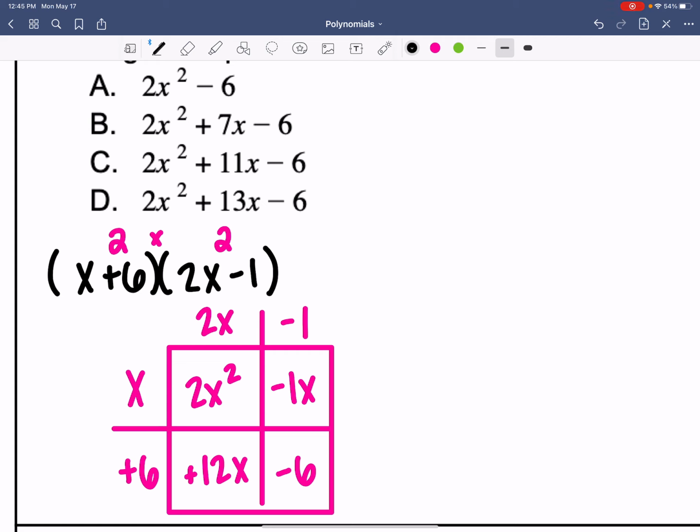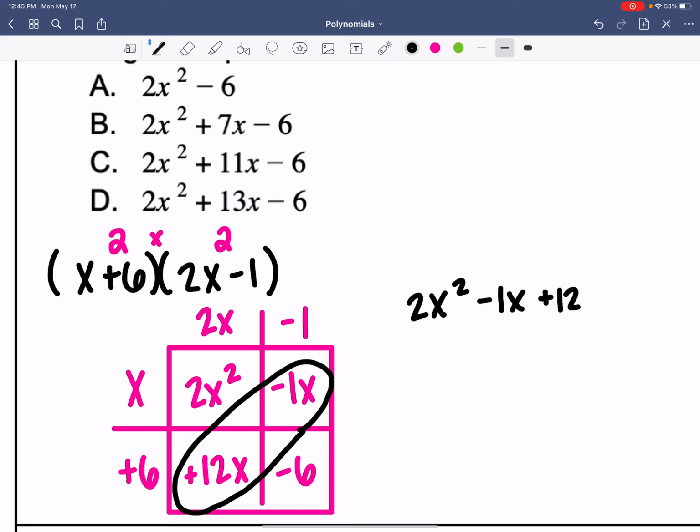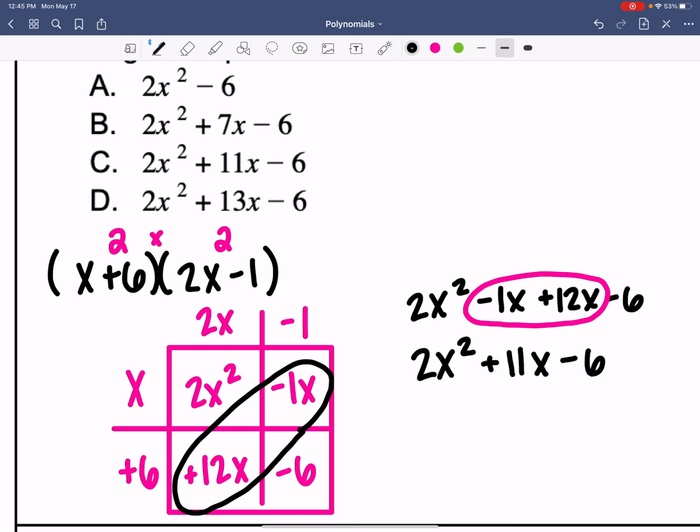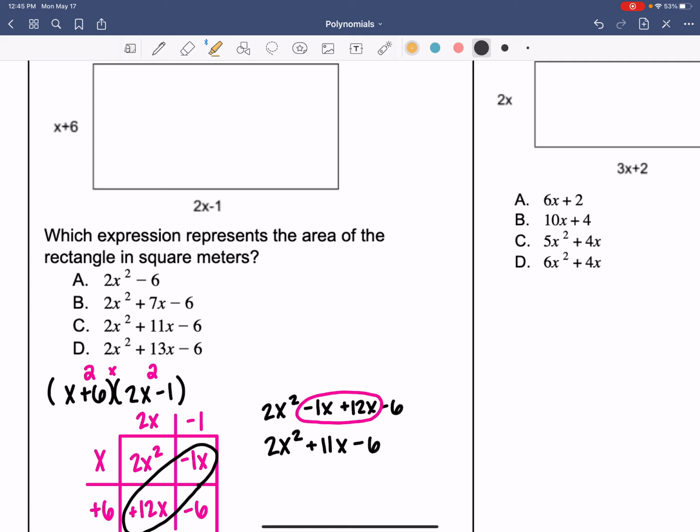All right, and now we can identify any like terms. So just plain old x's, those are diagonal. So that gives us 2x squared minus 1x plus 12x minus 6, and we are going to combine those like terms. So that's 2x squared. Now negative 1 plus 12 is positive 11x minus 6. So the area of that rectangle would be 2x squared plus 11x minus 6 square meters.